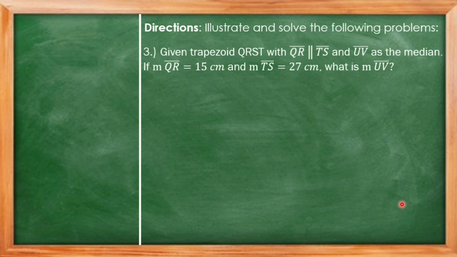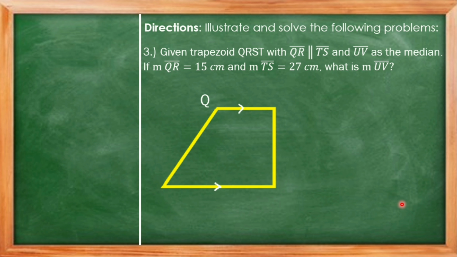Okay, so first, let's draw a trapezoid QRST with QR parallel to side PS. So, these two arrowheads indicate that these two sides are parallel, and UV or segment UV is the median of this trapezoid. Okay, so these two parallel sides in a trapezoid are called the bases. So the measure of the first base, which is yung QR, is equal to 15 centimeters, and the second base, which is yung TS, is equal to 27 centimeters.